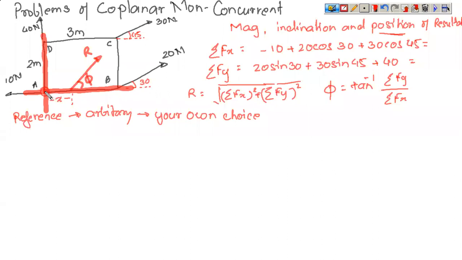Now, once we say this is positive x, that means if the answer comes out to be negative, it will be lying somewhere here on the other side of it. And R and phi are known to you, so you have marked the location of the resultant. So now let us apply Varignon's theorem.